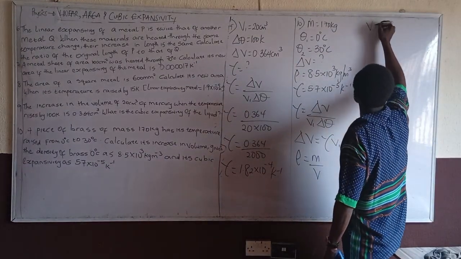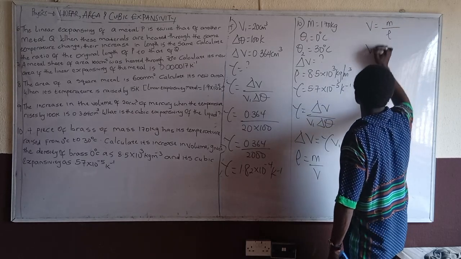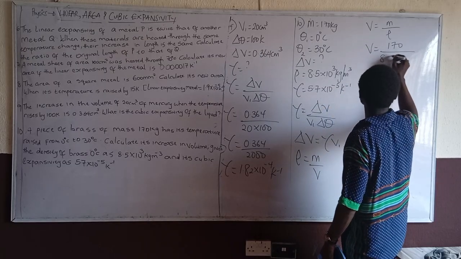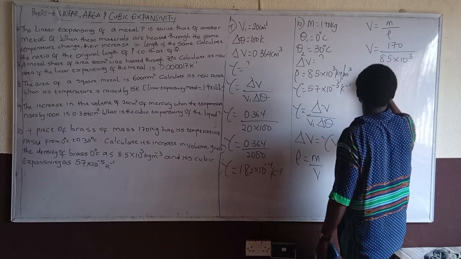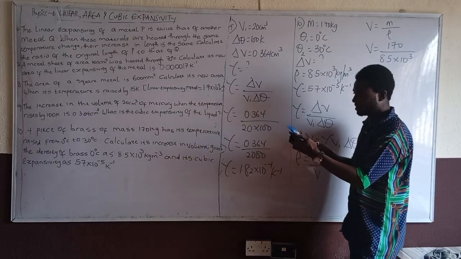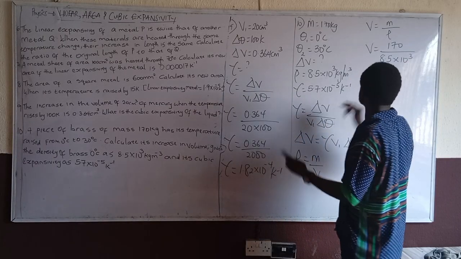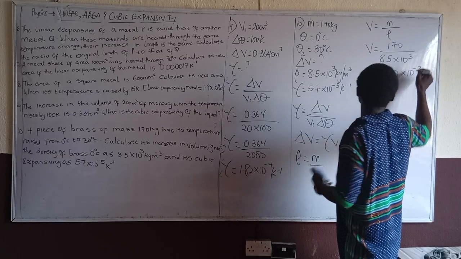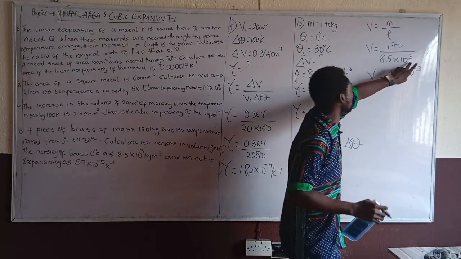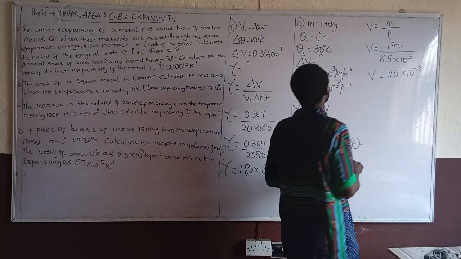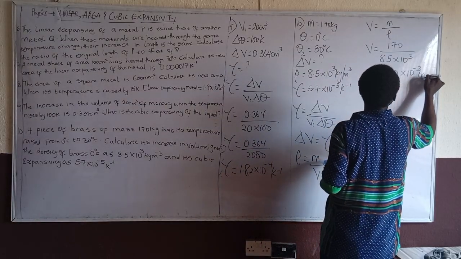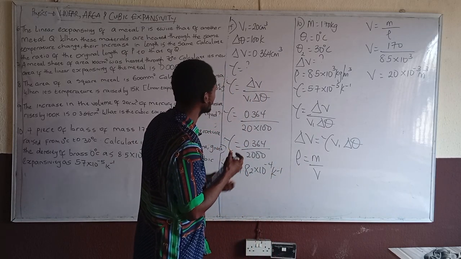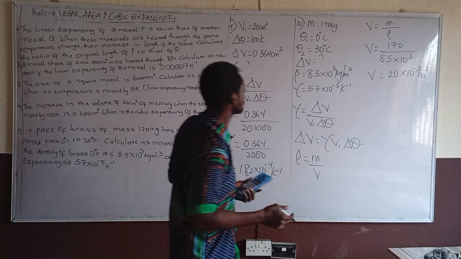So volume is mass divided by density. My mass is 170. Density is 8.5 times 10 raised to power 3. So my volume, 170 divided by 8.5, is 20. Then bring this up, that is times 10 raised to power minus 3, because this is a positive power, bringing it up because of negative. Then I have meter cube, because I have been given that in meter. So I can go ahead to solve.